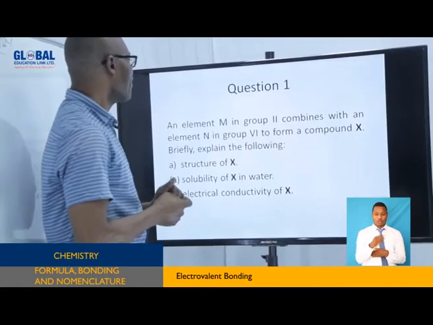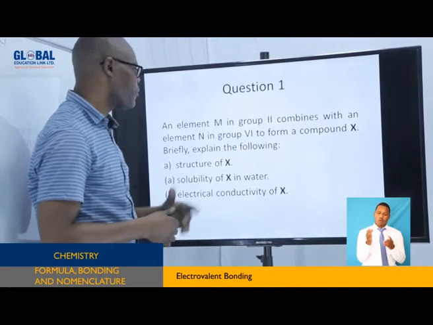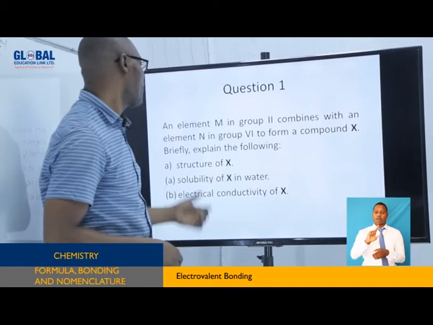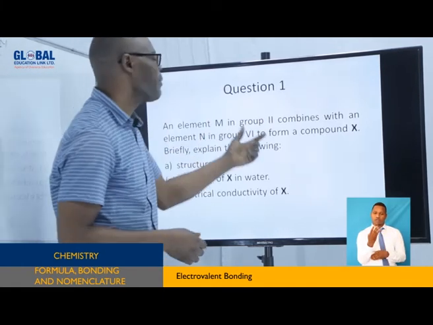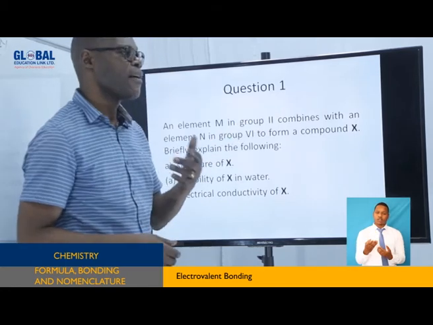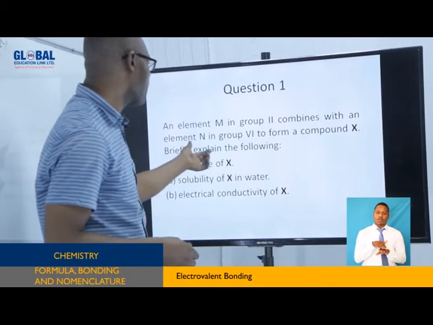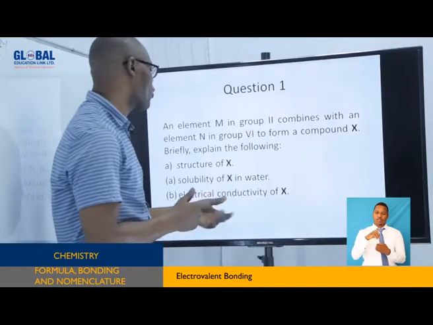Our first question is saying an element M in group 2 combines with an element N in group 6 to form a compound X. Briefly explain the following. Remember, group 2 elements are metals, group 6 elements are nonmetals. So this is a bond between metals and nonmetals, which is electrovalent bonding. Now explain the following: the structure of X, solubility of X in water, and electrical conductivity of X.